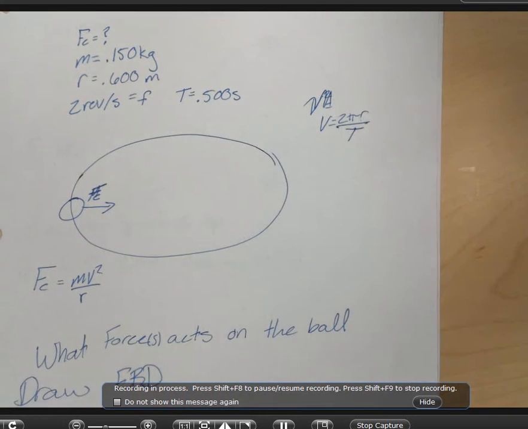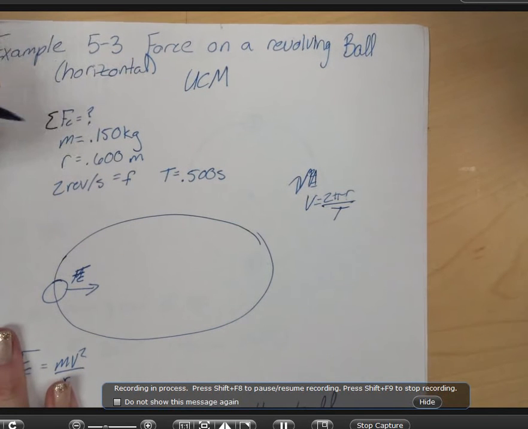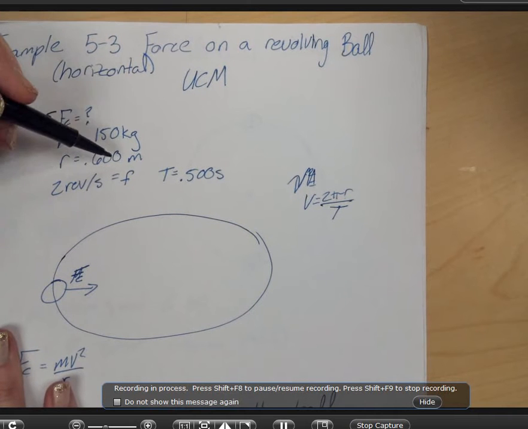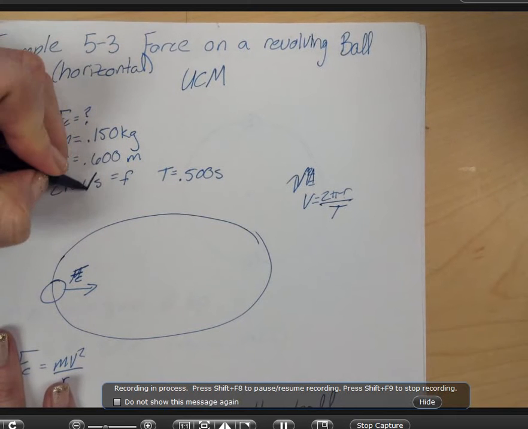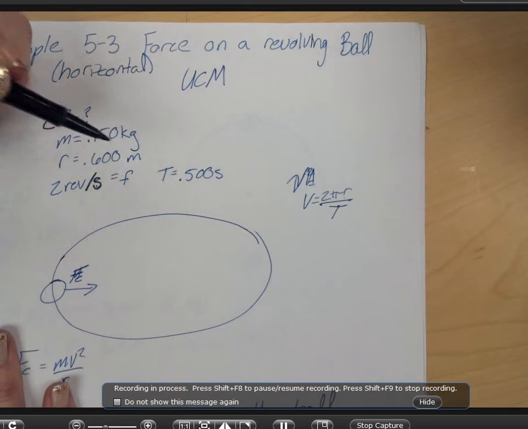So let's go ahead and look at an application of this. We're going to be looking at the force on a revolving ball moving in a horizontal circle. So we're going to find the centripetal force, which is a net force, of a ball with a mass of 0.150 kilograms revolving in a circle of radius 0.600 meters at a frequency of 2 revolutions per second. Now I identified this as a frequency because it's per second, and 2 revolutions per second means that the period is 0.5 seconds, or the inverse of that.